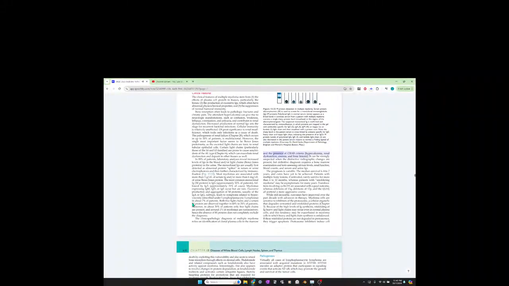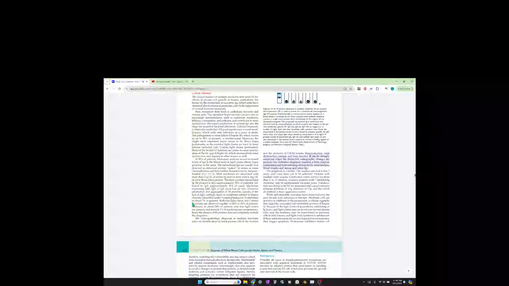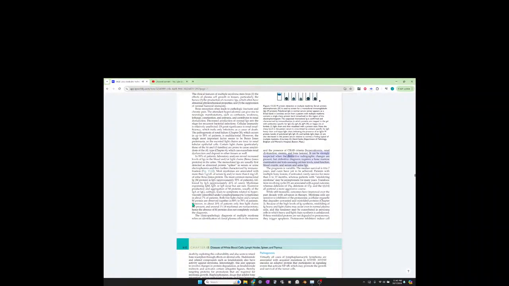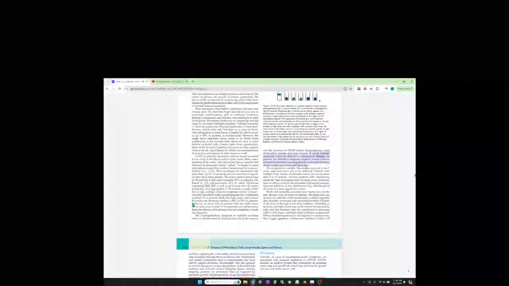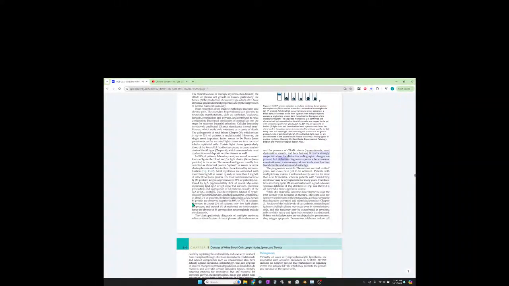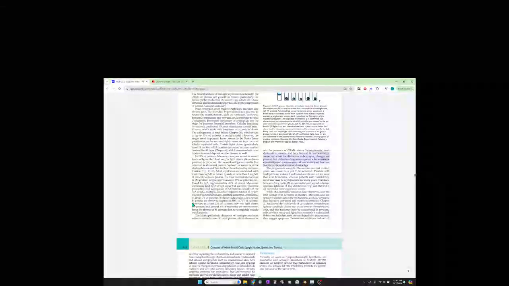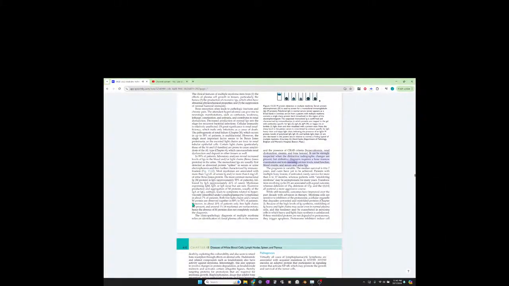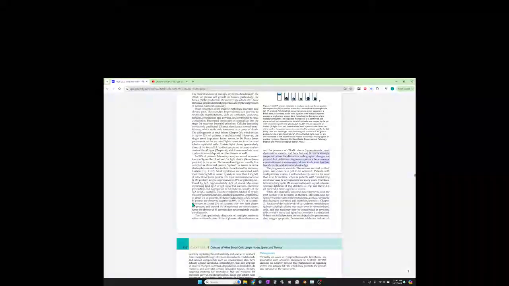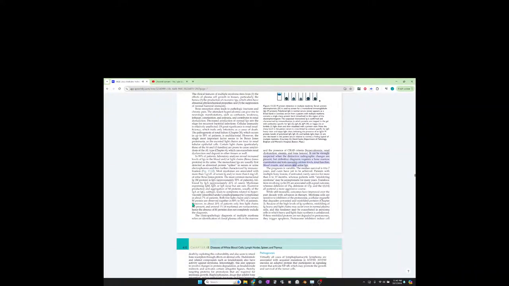And the presence of CRAB criteria. It can be strongly suspected when the distinctive radiographic changes are present, but definitive diagnosis requires a bone marrow examination and tests assessing calcium levels, renal function, blood counts, and serum and urine Igs. The prognosis is variable. The median survival is 4 to 7 years, and cures have yet to be achieved.